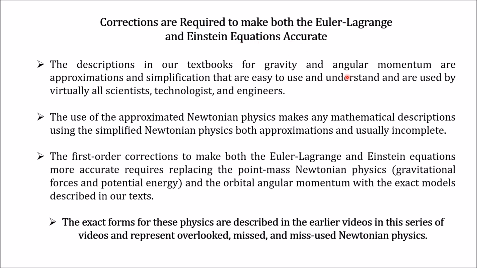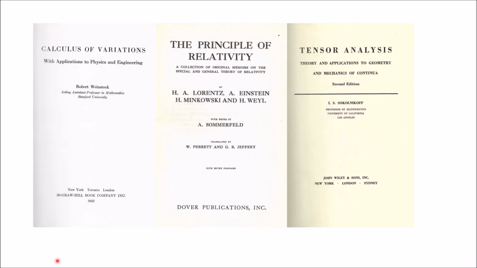The descriptions in our textbooks and what we're taught are simplifications, in some instances simply a dumbing down of what the true physics are. And I arrived at the true physics by simply not using the approximations and assumptions that were built into what we're taught in our textbooks. What we've done is make a first order correction by basically making these single swap outs. And there's nothing more to it than that.